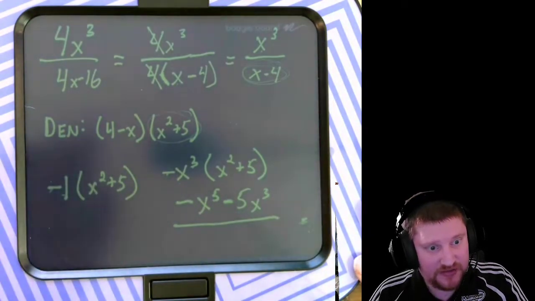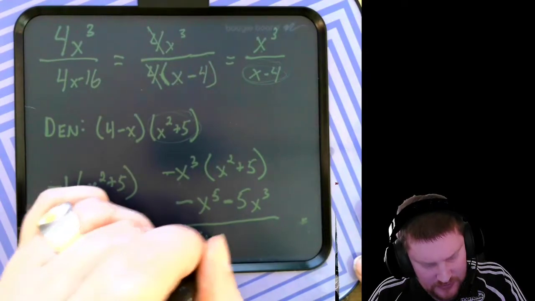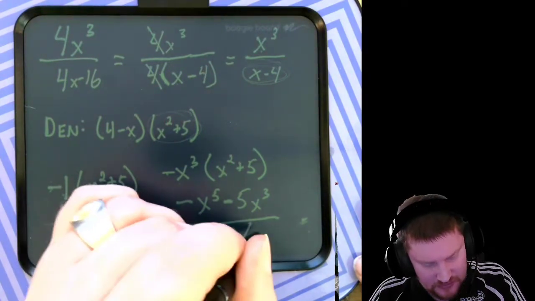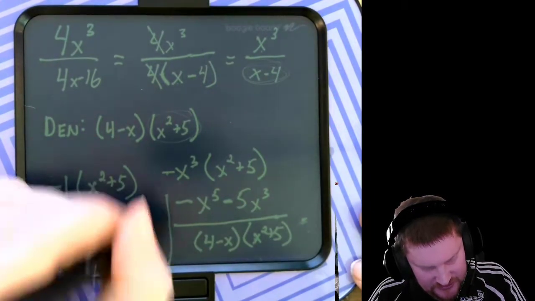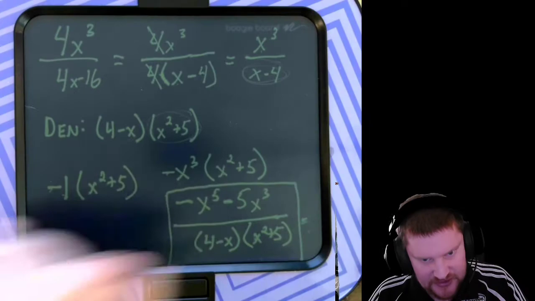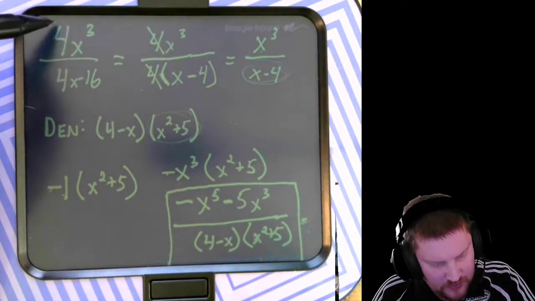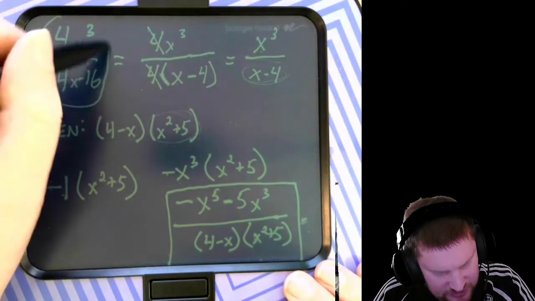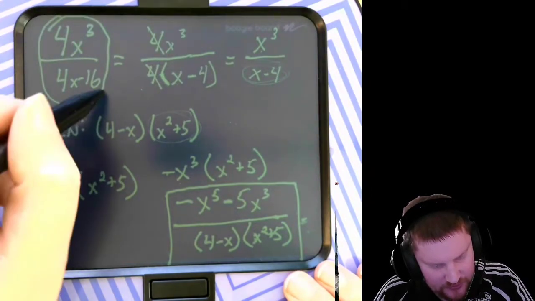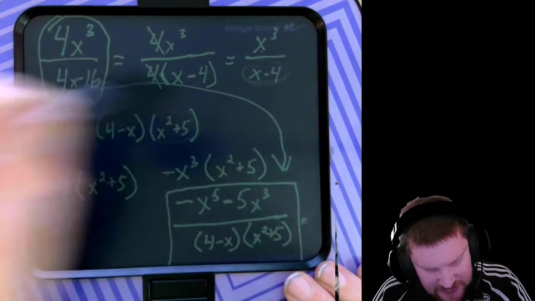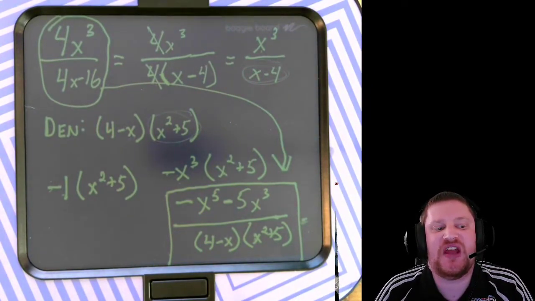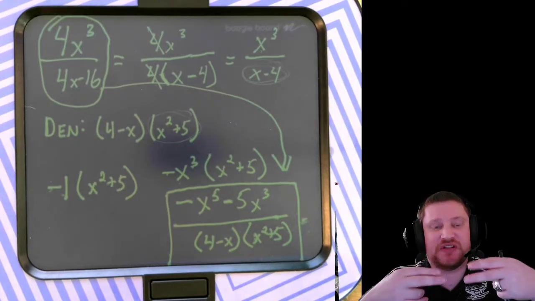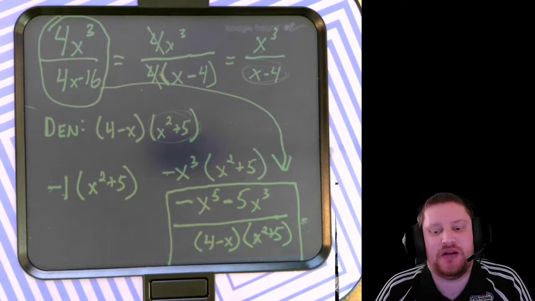Now our denominator is exactly what we had before. That's 4 minus x squared plus 5. So this is our answer. These two fractions, the one that we started with and the one that we got as our answer, they actually say the exact same thing. They just say it with different denominators. That's why they're called equivalent expressions, because they equal the same thing.